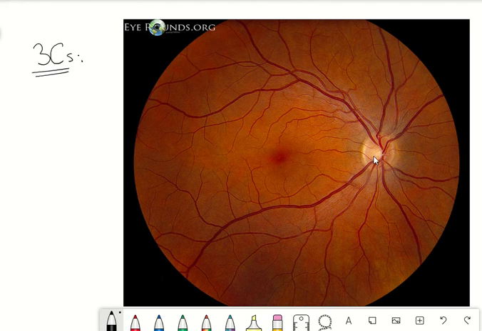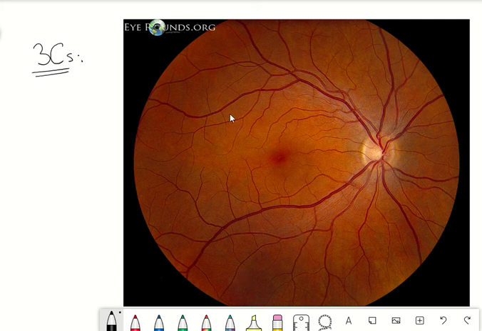So before we get onto the disc, I'm just going to guide you through the other features that we can see in this fundoscopy. So we've got the retinal vessels, and these form the different arcades coming out of the optic disc. So you've got this is the superior temporal arcade, the superior nasal, inferior nasal, and inferior temporal.